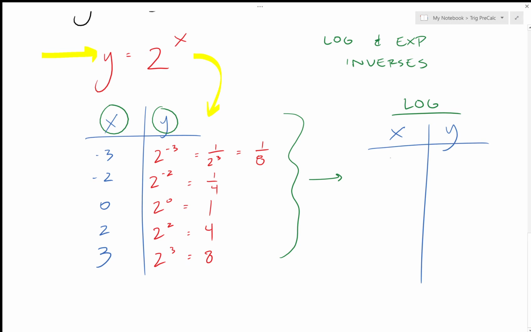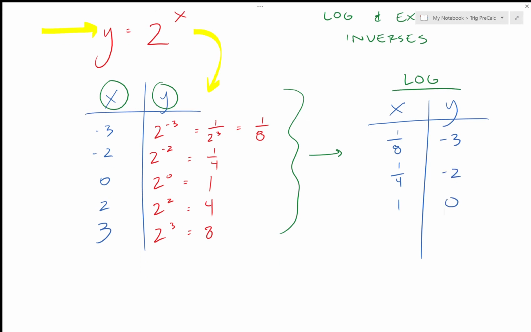So my new points are 1/8 and -3, 1/4 and -2, and then it's just going to follow. Everything's going to be flipped. The x's and y's are flipped around. Okay, so these are my new points. These are the log points. These are the ones that we're going to graph now.